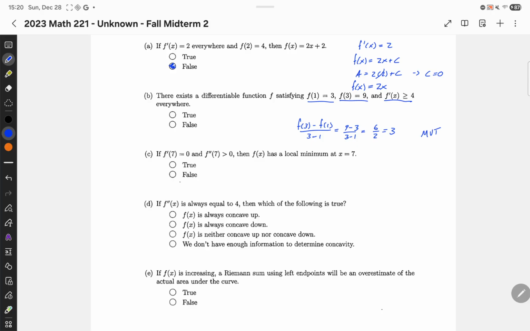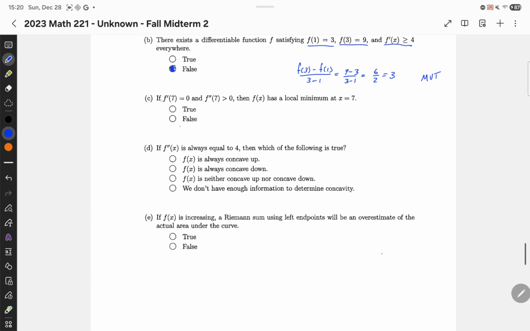By the mean value theorem, at some point on this interval 1 to 3, the derivative must be equal to 3. But what it says up here is that the derivative is always greater than or equal to 4, which is a contradiction, right? It's impossible to have those two things true at once, so this must be false.